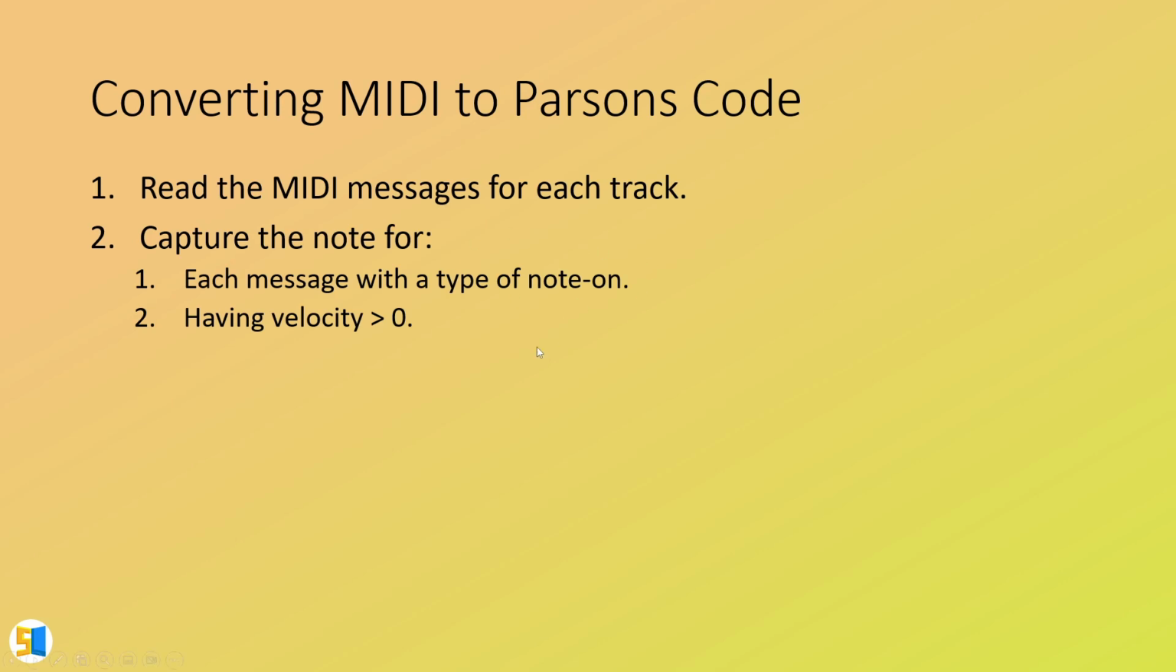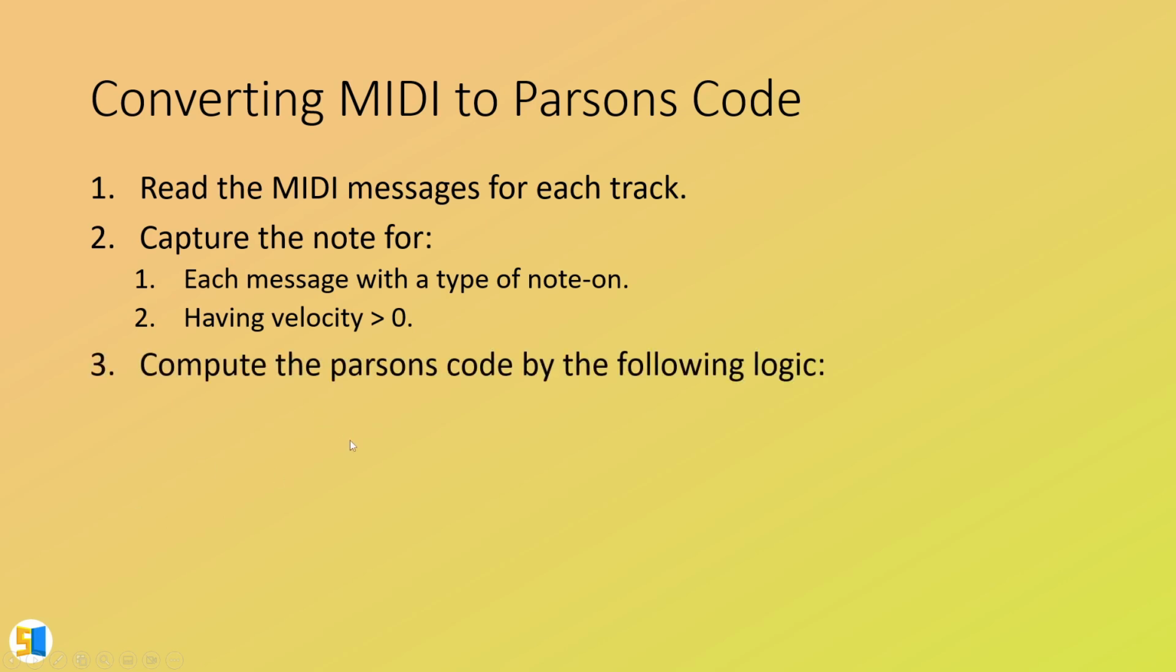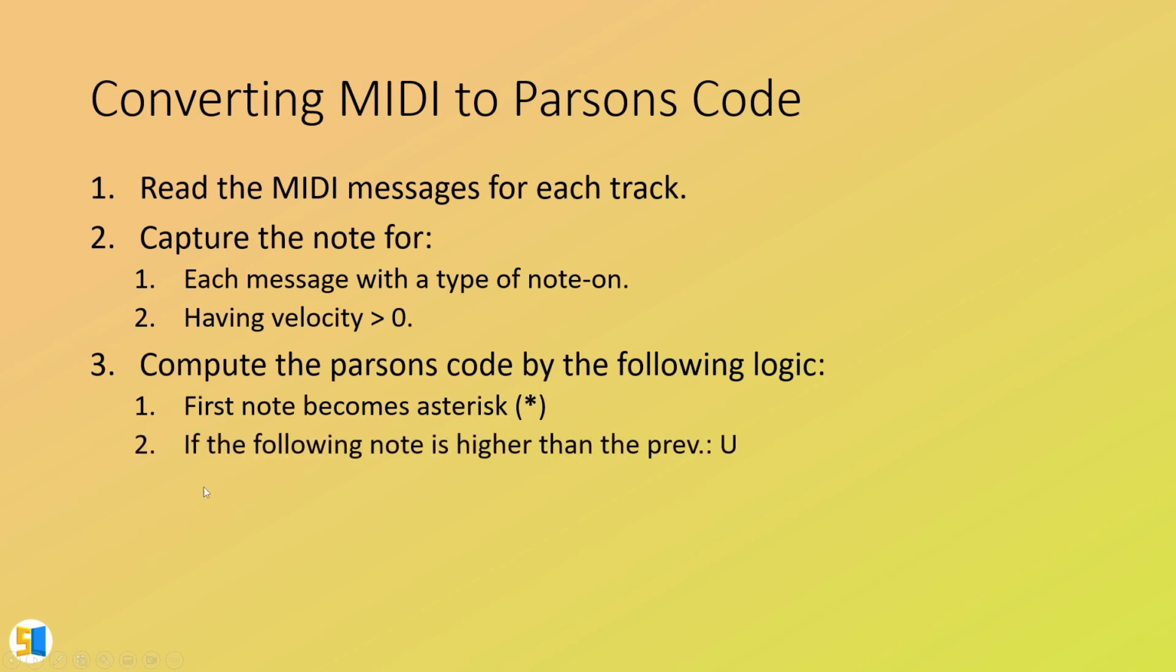And having velocity greater than 0, right? And then we compute the Parsons code by the following logic as usual. First note becomes asterisk, and for the second one, if the following note is higher, then we write U. If the following note is lower, then we write D. Else, if the note is on the same pitch, we write R.